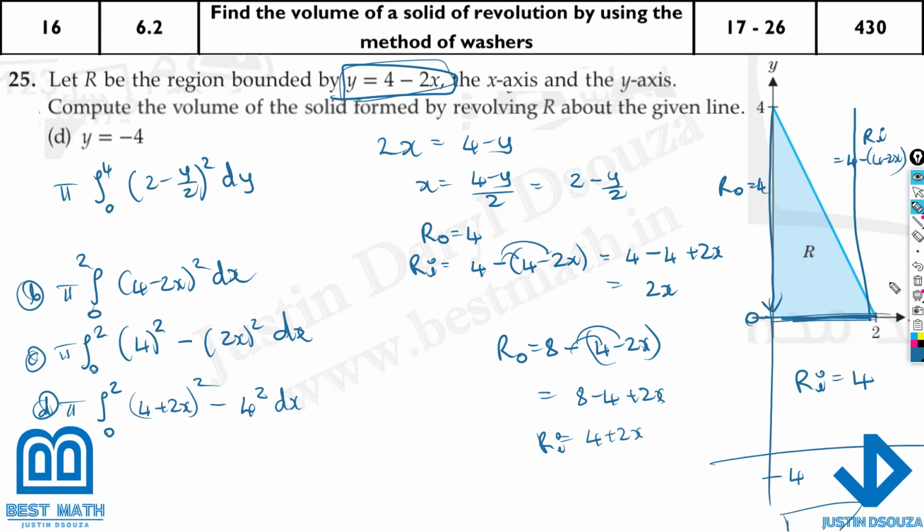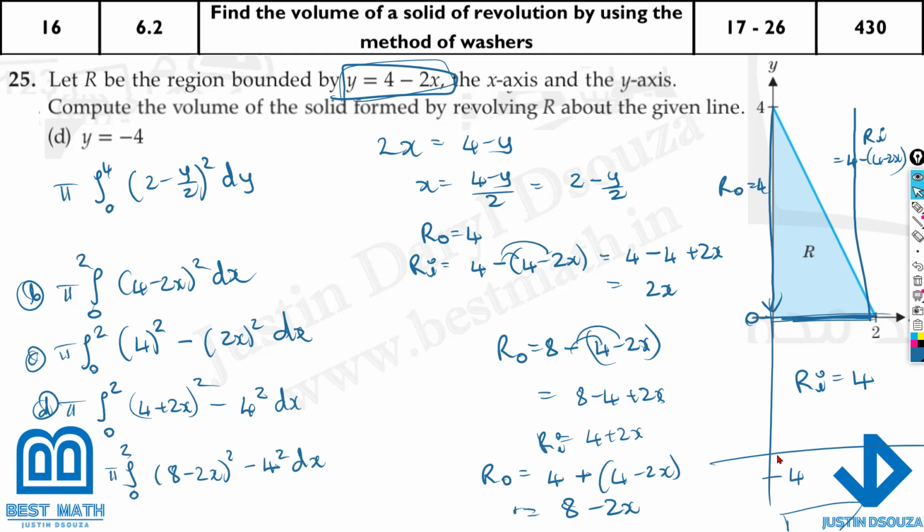Or what we can do is, see here, this is the given equation, right? That is 4 minus 2x. We know this inner radius will not change, it is 4 itself. But what about the outer radius? Ro can be written as 4 plus this equation because it's going upwards, right? This much is for sure 4. And then add this equation up. What is the equation? 4 minus 2x. So what will be the answer? It will be 4 plus 4 is 8 minus 2x. So even if I try that out, it should give me the same answer. Let's write 8 minus 2x the whole square minus 4 square dx.